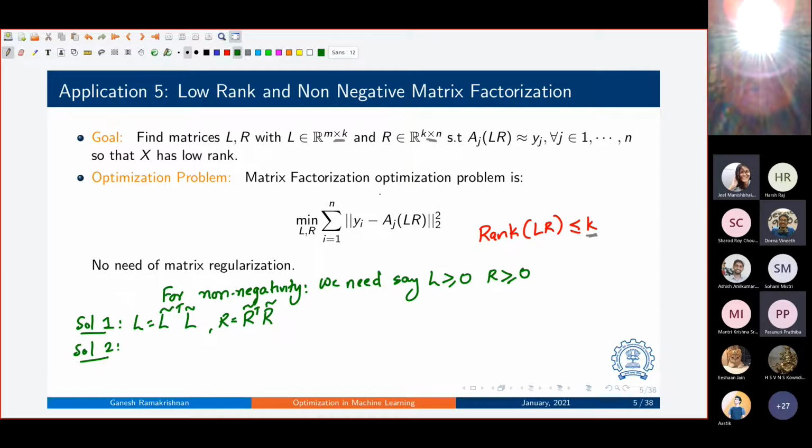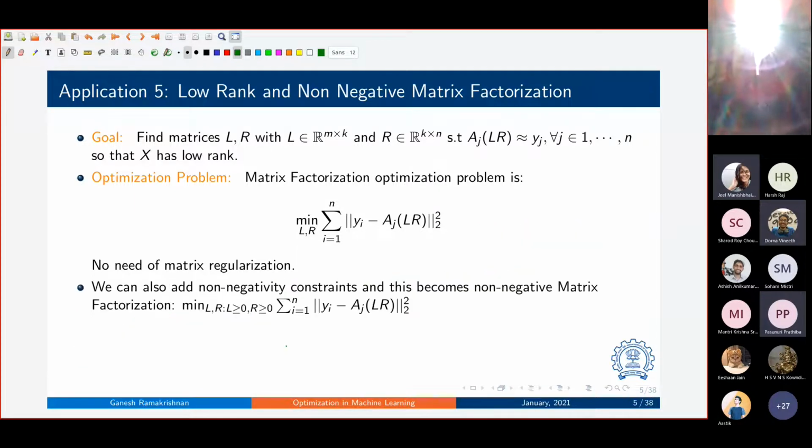Okay, and in fact, I'll give you this very simple recipe. Next slide we'll elaborate on that. I mean, it's not there, but I'll write it down for you. Okay, so this is the idea. You want to solve this: L greater than equal to 0, R greater than equal to 0.